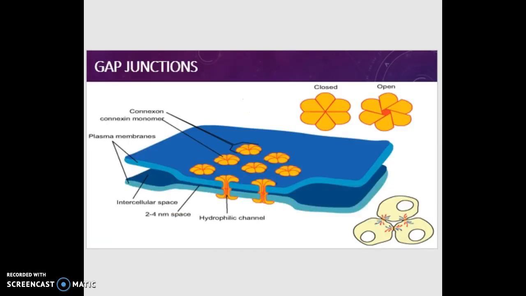Gap junctions are the use of protein channels in order to obtain that bridge between the cells. These are usually found in the heart.